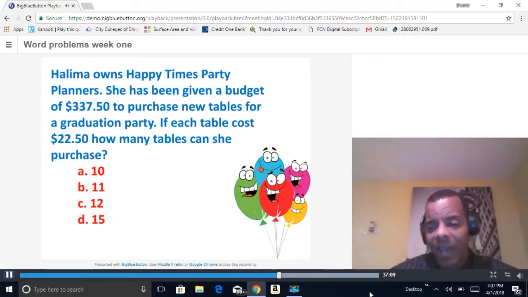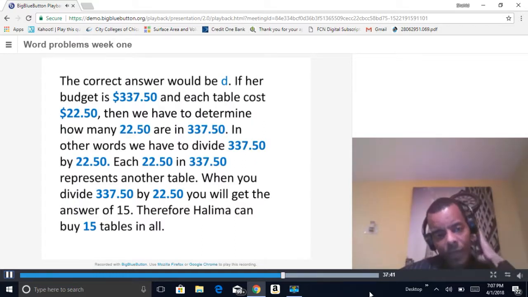But thank God for division, because division, family, is a quicker way to what? Subtract. So instead of subtracting 22.50, stop right there. All you got to do is divide. You want to find out how many 22.50s go into $337.50, because every one that does is another table that Halima can purchase. Let's look at it. The correct answer ends up being D.